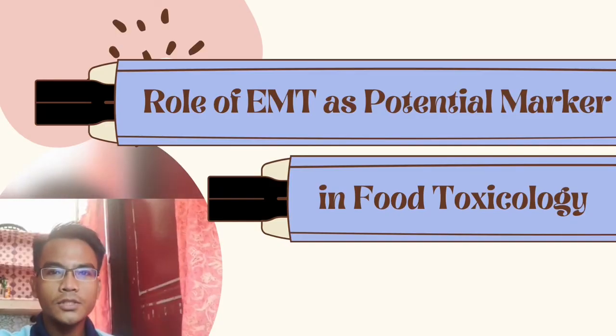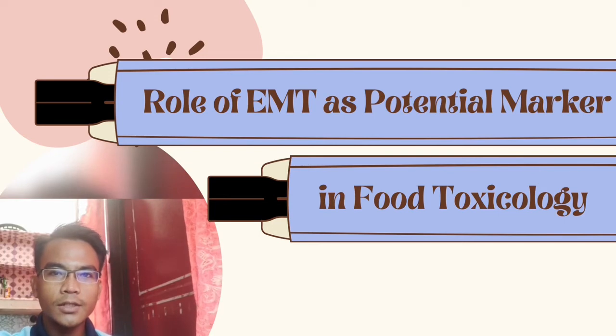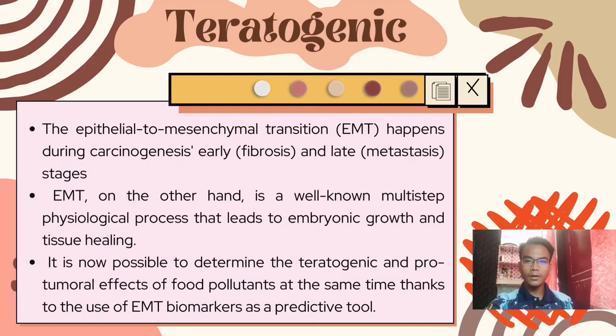Okay, for my part, the role of EMT as a potential marker in food toxicology. For the teratogenic effect, epithelial to mesenchymal transition (EMT) happens during embryogenesis, early fibrosis, and late metastasis stages. EMT, on the other hand, is a well-known multi-step physiological process that leads to embryonic growth and tissue healing. Lastly, it is now possible to determine the teratogenic and pro-tumoral effects of food contaminants at the same time, thanks to the use of EMT biomarkers as a predictive tool.